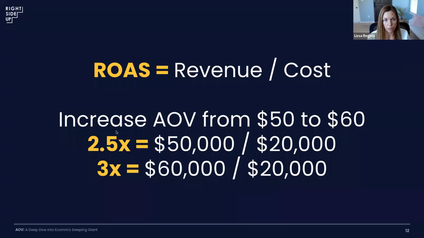Let's just take a very simple approach to ROAS here, revenue divided by cost. You're increasing your AOV again from $50 to $60. You're spending $20,000 in your ad campaigns. You're generating $50,000 with that AOV of 50. You have a 2.5x ROAS on your ad campaign. You're spending the same amount of money, 20K, to generate 60K when you've increased your AOV $10 from 50 to 60. With that simple change there, you're generating 3x ROAS.